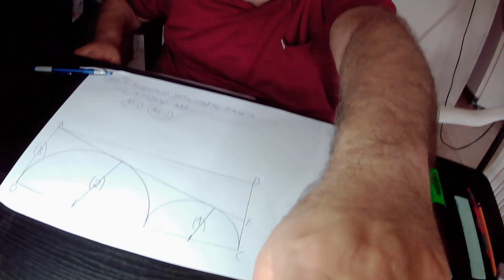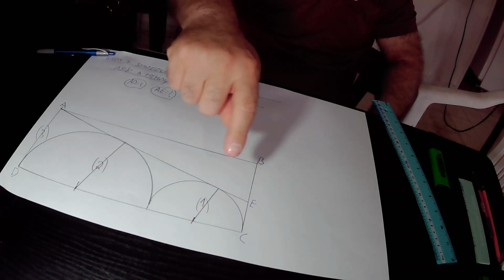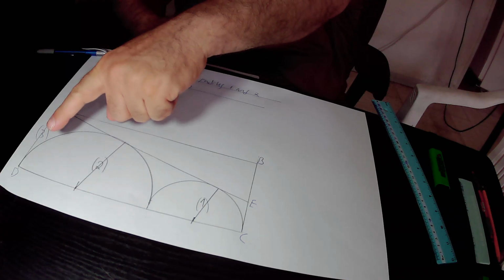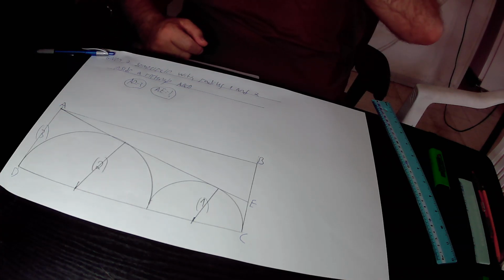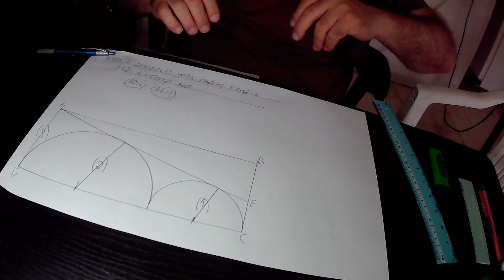Now, in this lecture, we will find out the length of line segment AE. In the drawing, we have rectangle ABCD. We know that side AD equals 3 units in its length. Inside this rectangle, we have those two semicircles.